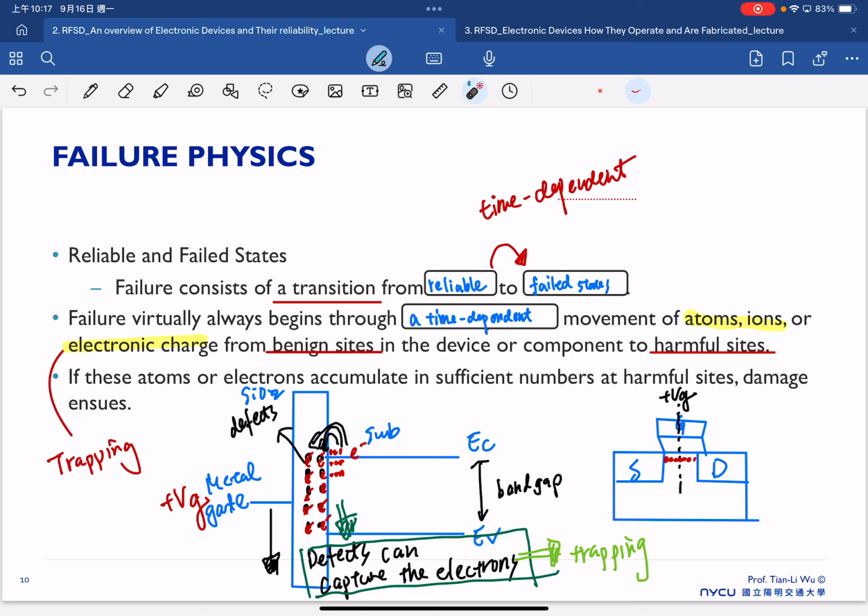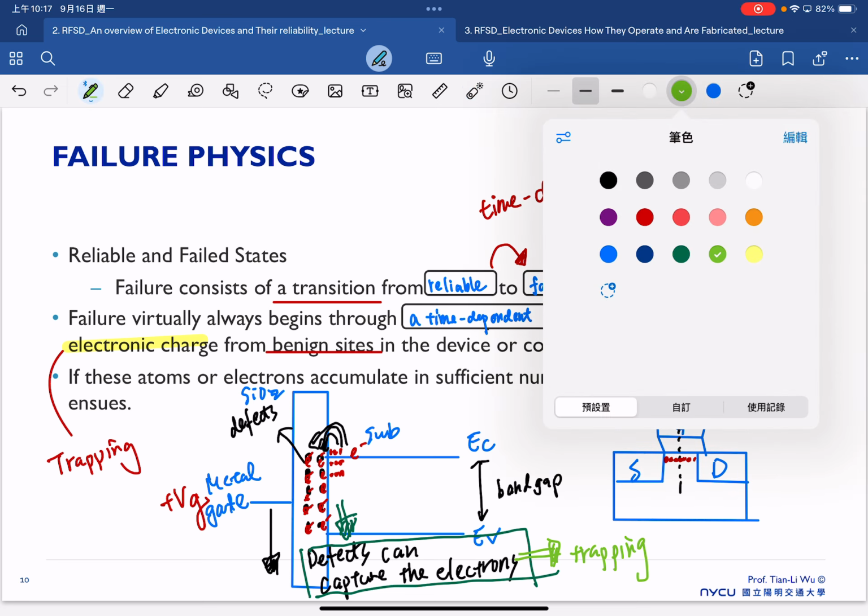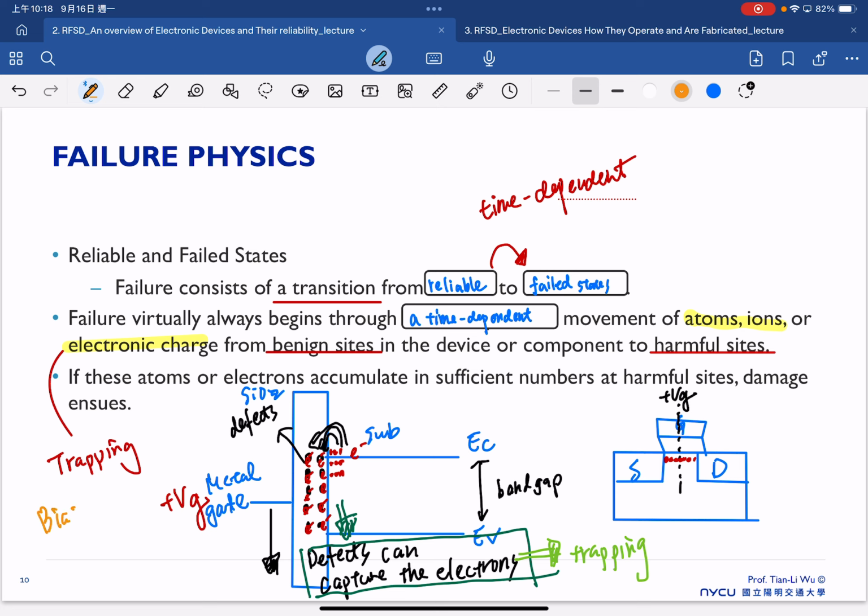And this phenomenon is generally related to what we will talk about later: bias temperature instability and interface trapping. So this is already related to one of the key topics that we will discuss in a later class.